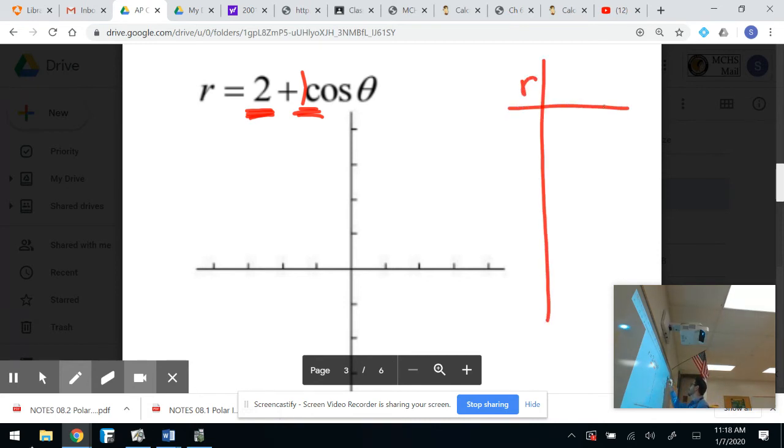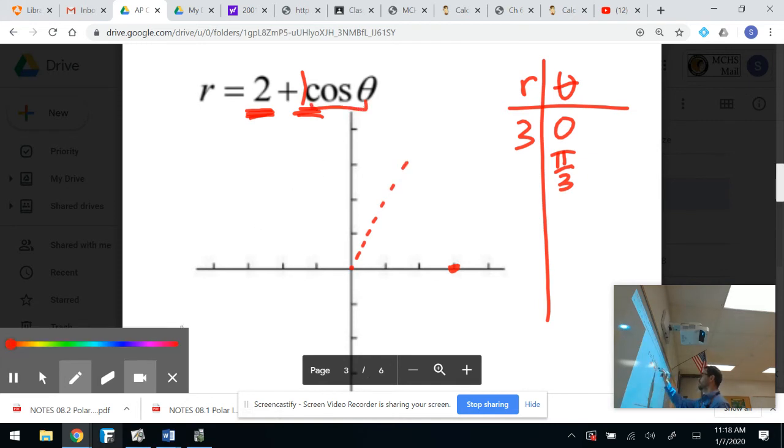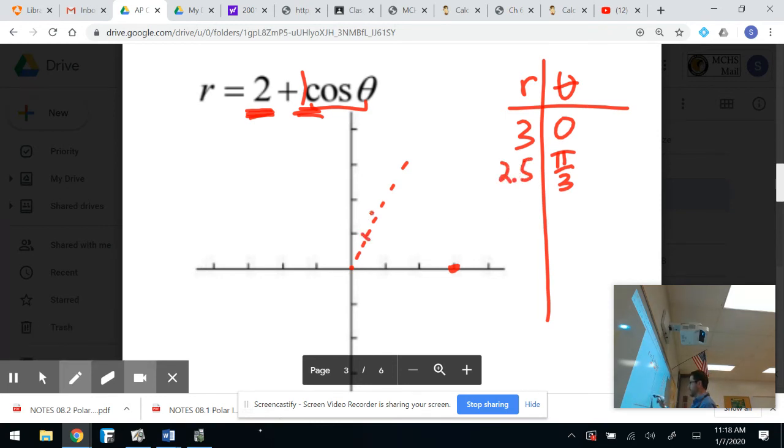R theta. Okay, let's start with 0 again. 0 would be 1, so that'd be 3. So once again, I start out there. It's been common for all of these guys. All right, next I should pick pi over 3. Why? Because that's 60 degrees, and I can handle 60 degrees, except this time, cosine of 60 degrees would be 1/2. 1 times a half is a half, so it's 2.5. So I got to go out 2.5. Very, very similar to what we've been doing.